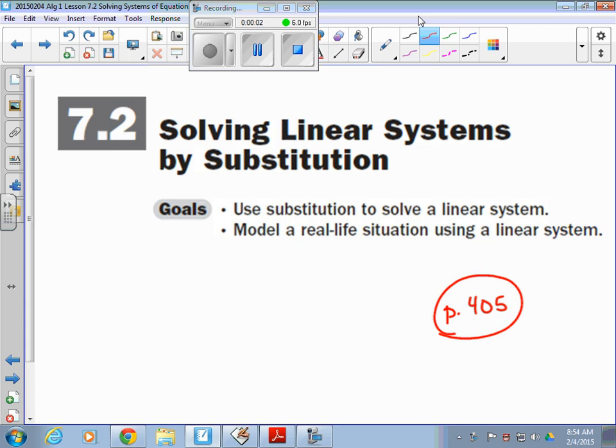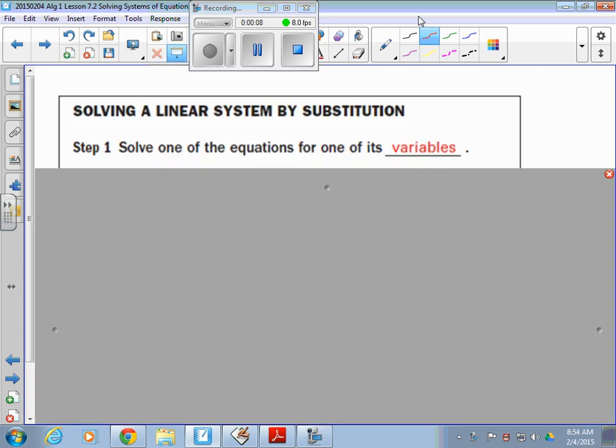This is Algebra 1, Lesson 7-2. We are solving systems of linear equations by substituting, beginning on page 405. Okay, here are your steps for solving using substitution.